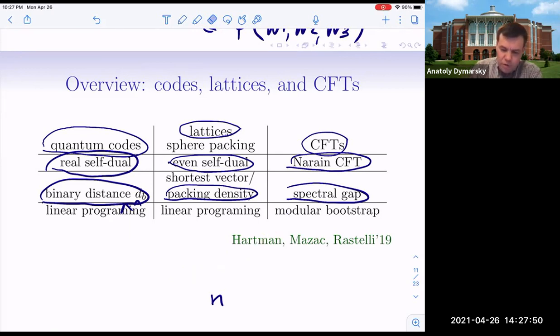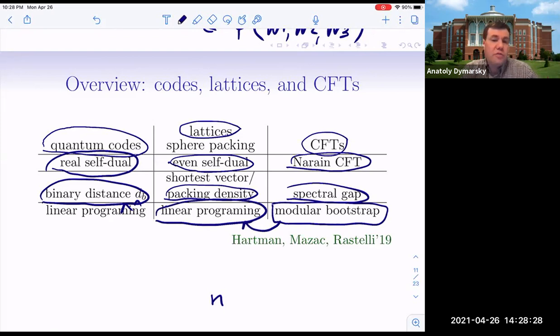But the important part of the story is that we have this modular bootstrap program, and there is a connection between modular bootstrap and linear programming. For example, the famous work by Hartman, Mazac, and Rastelli in 2019 demonstrated that modular bootstrap reduced to spinless bootstrap. If you don't write all possible constraints, only the constraints which come from what is called the spinless bootstrap, those constraints become equivalent to the constraints of sphere packing introduced by Elkies and Cohn.